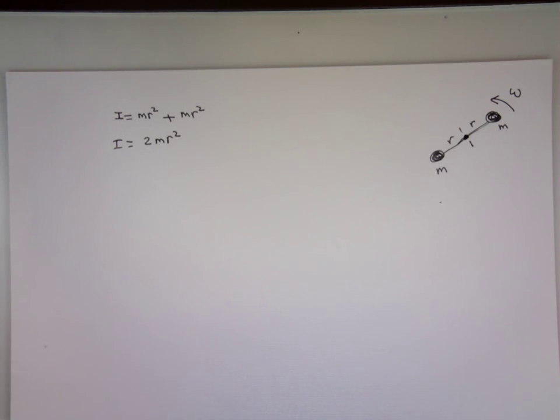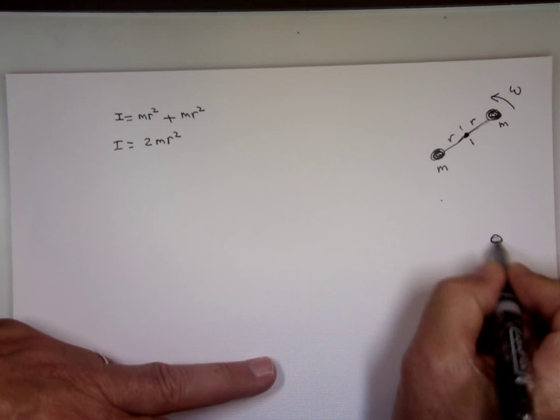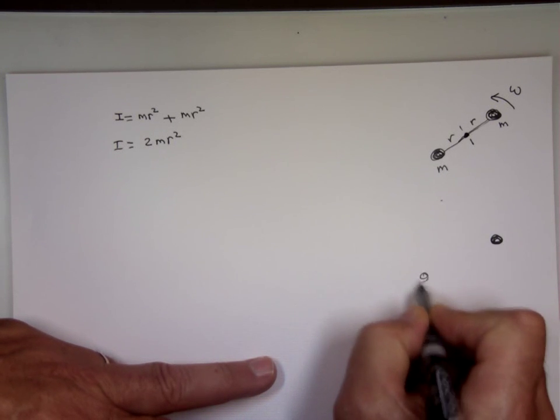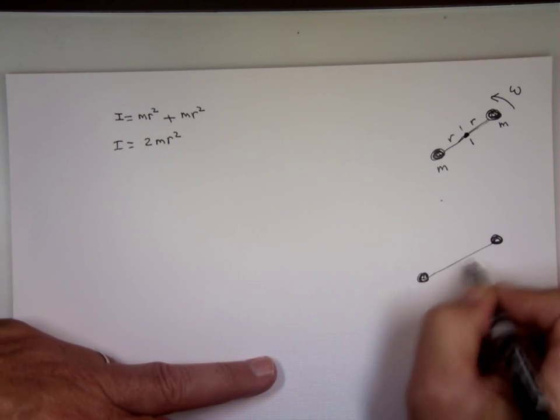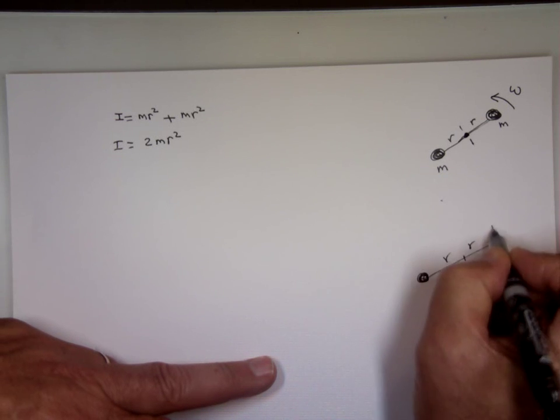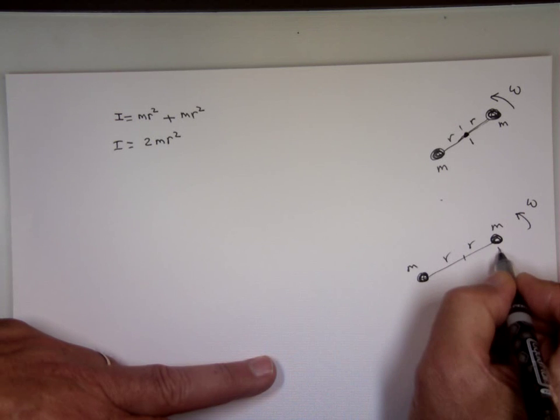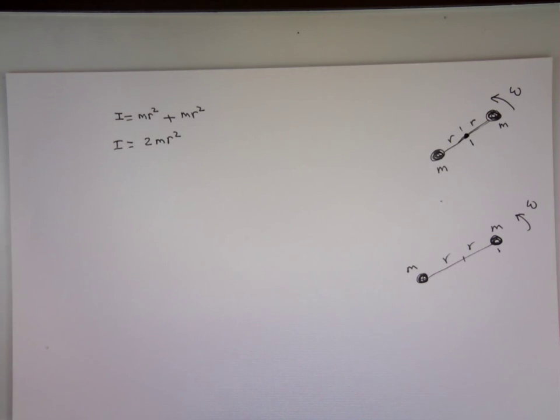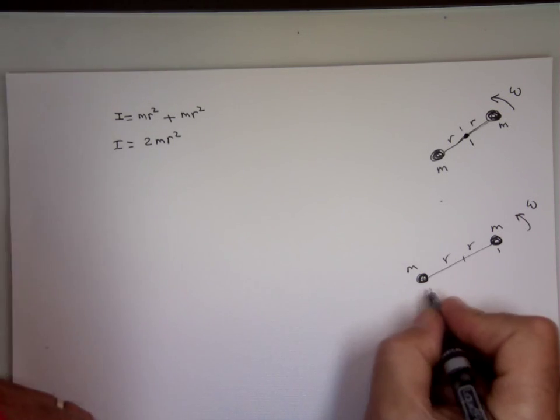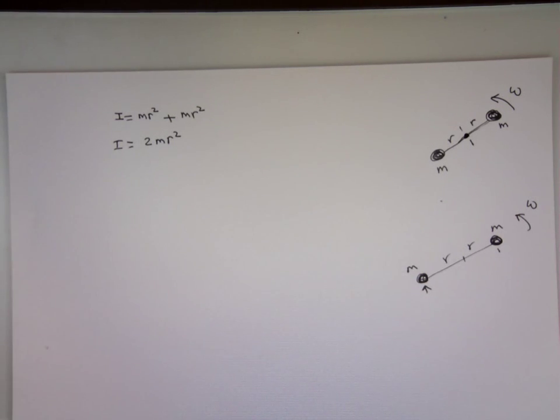But what happens with the same one now, instead of spinning around the center, I'll spin around this end. I'm grabbing from the end. So I'm going to spin it right there. That's my pivot point right there. What's the inertia?